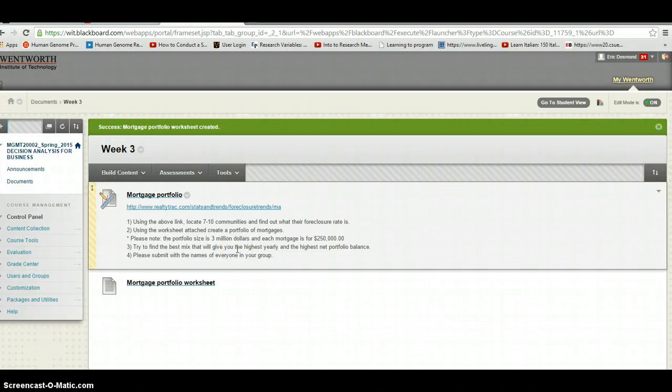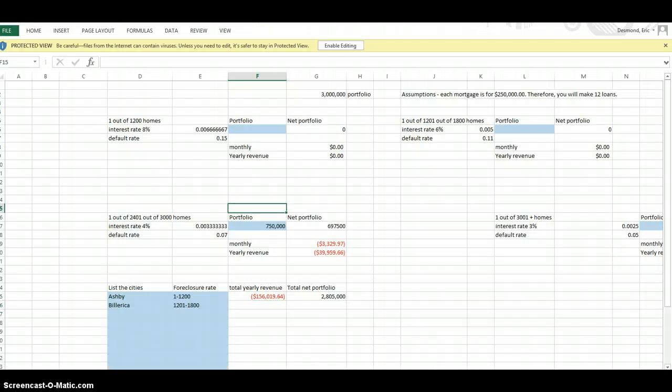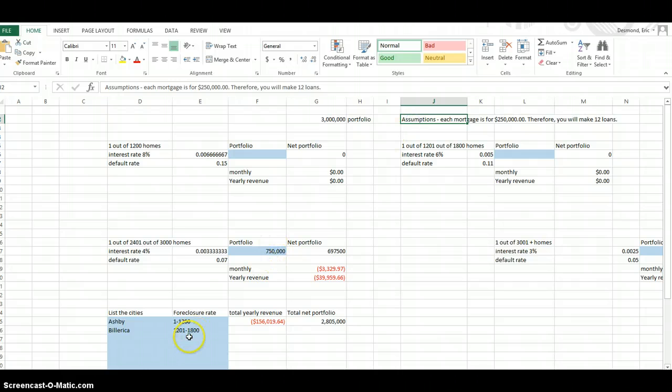This exercise involves balancing out a mortgage portfolio. So the first thing we want to do is open up the mortgage portfolio worksheet. Here it is. And these are the assumptions we'll get to again in a minute. $3 million portfolio, assumptions each mortgage is for $250,000, therefore you will make 12 loans.